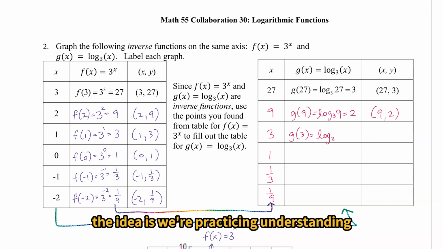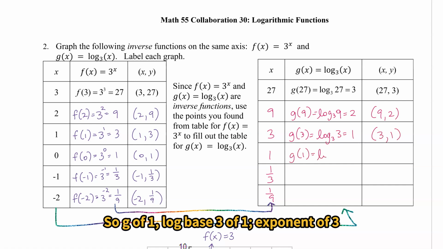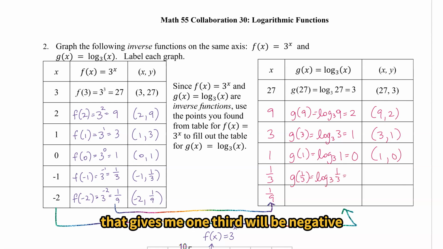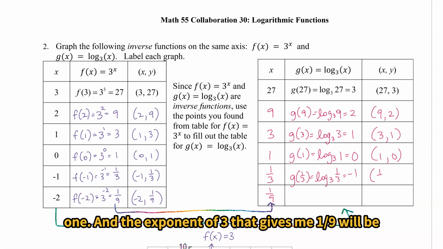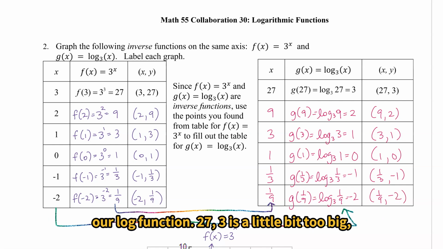the idea is we're practicing understanding what this log means. So g of 1 is log base 3 of 1: the exponent of 3 that gives me 1 will be 0. The exponent of 3 that gives me 1/3 will be negative 1. And the exponent of 3 that gives me 1/9 will be negative 2. And I can use these ordered pairs to graph our log function.